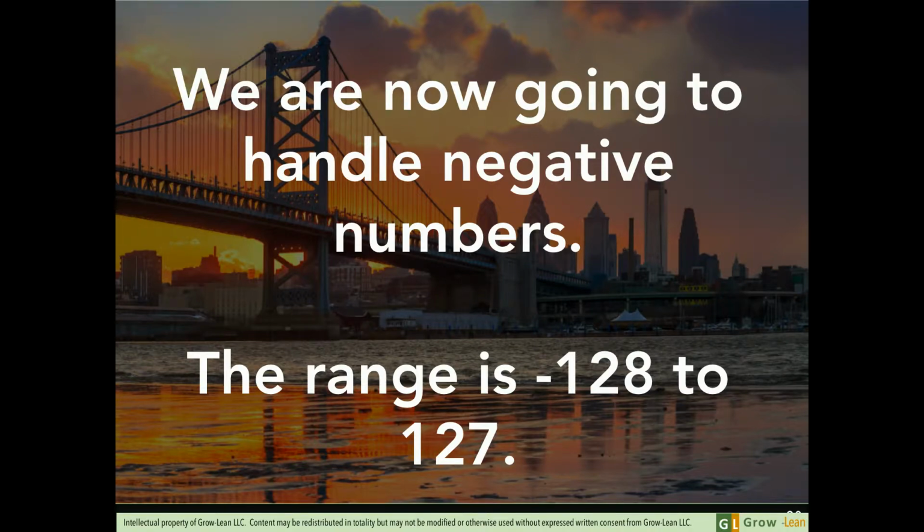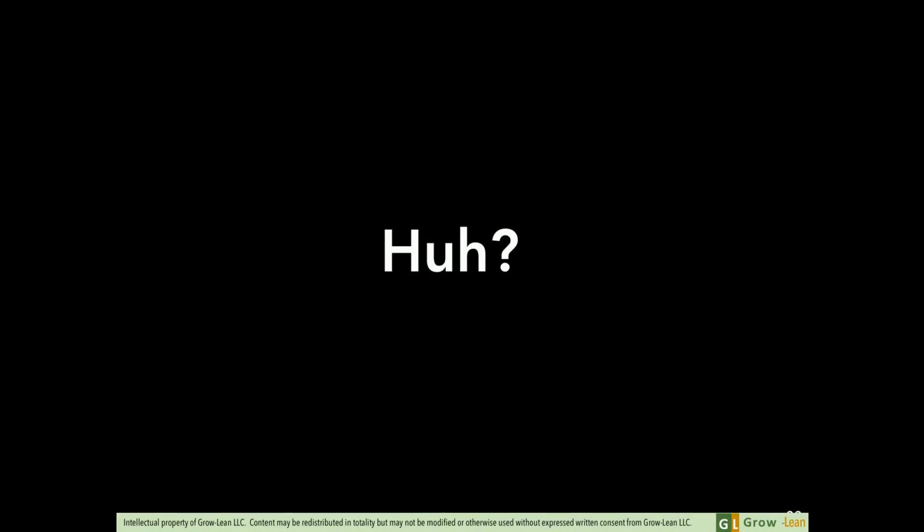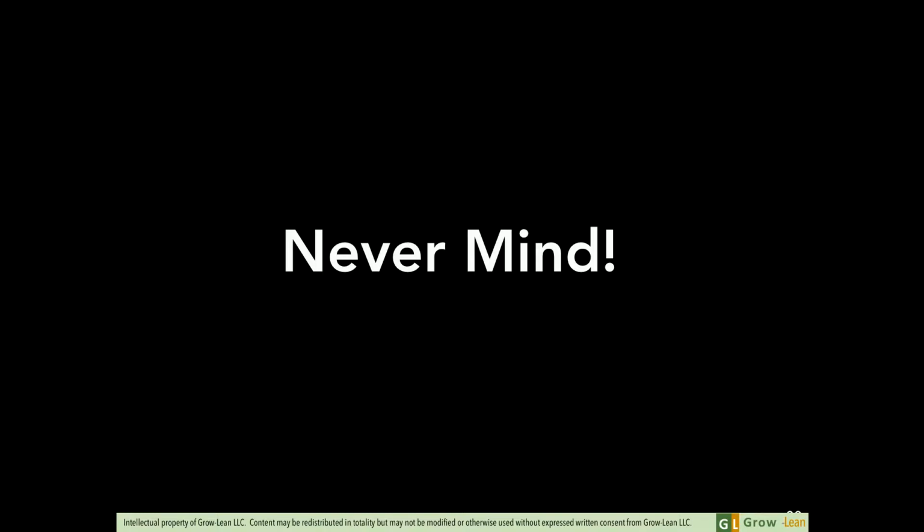So two's complement. For those who don't know, it's very important you really understand this. It's a number system that codes positive and negative numbers in a binary number representation. The weight of each bit is a power of 2, except for the leading bit. So this formula, does everyone understand that? What the hell are we talking about? That makes no sense. Who cares? Never mind. I'm sorry.